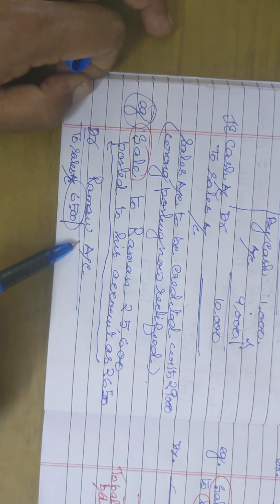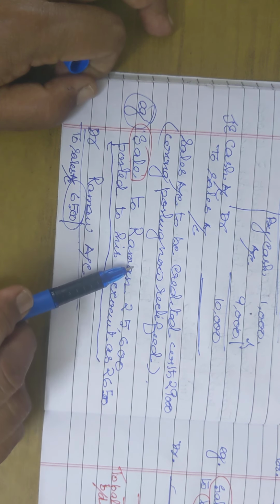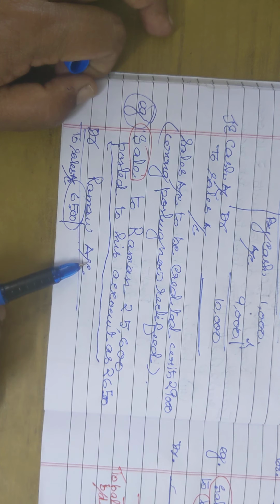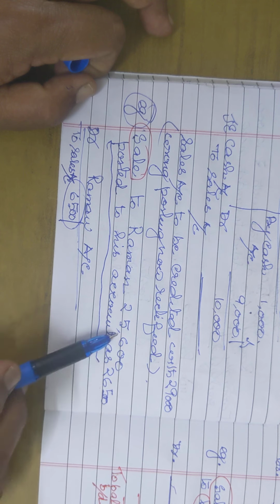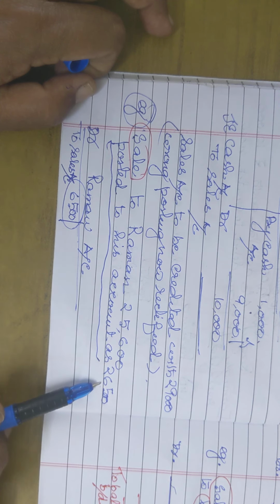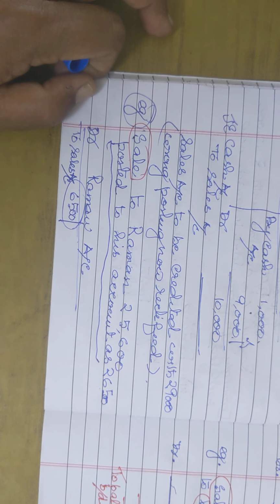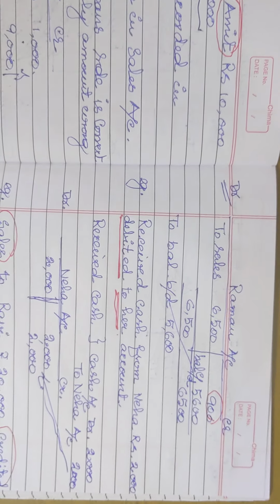So what we do, whenever we find the word sale, sale means it is credit. So only the fellow has to be debited. He was debited exactly, but the amount was written wrong. Instead of debiting him with 5,600, he was debited with 6,500. So we have to remove the excess amount debited to his account. Okay. So in order to remove, we have to go to the opposite side.